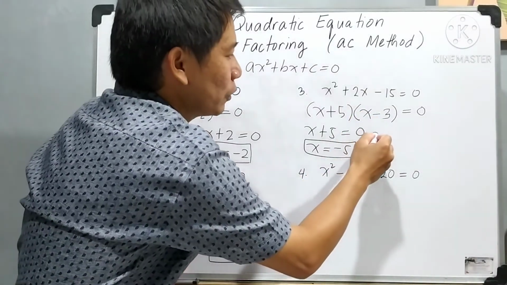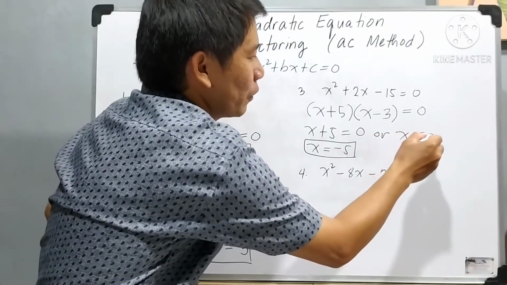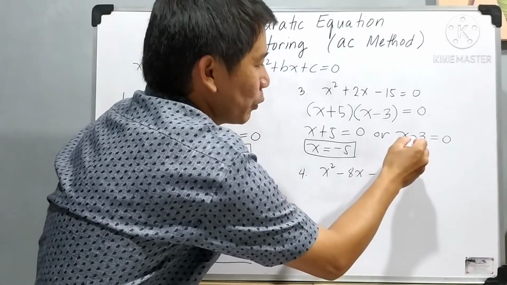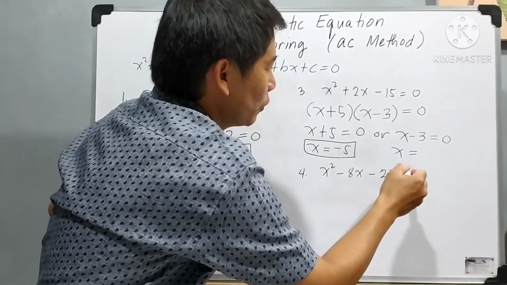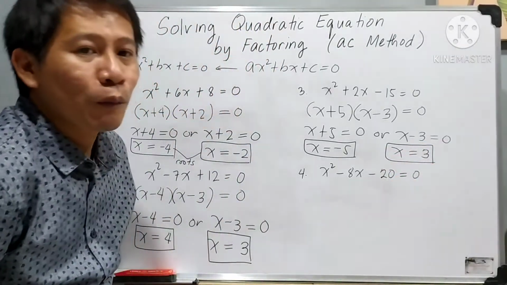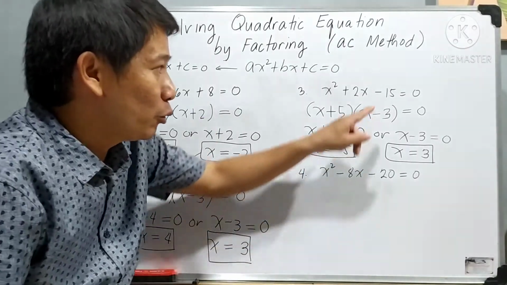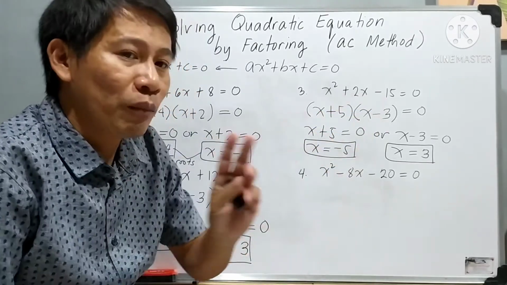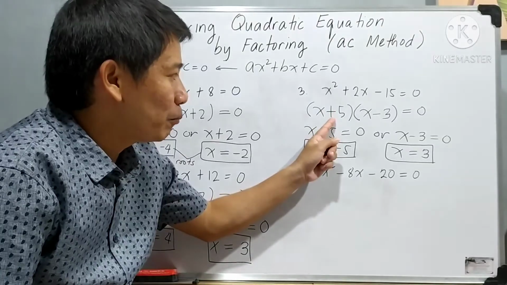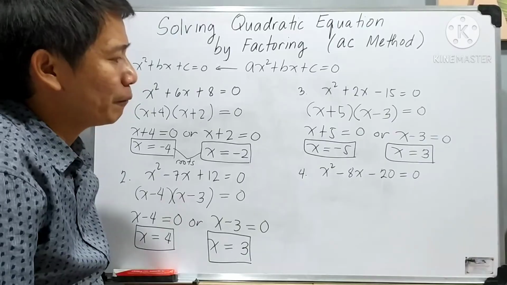For the second root, second factor, equate to 0. So, we have x minus 3 equals 0. So, solve for x. So, x transpose negative 3. So, x is equal to positive 3. And that is your second root or solution. Okay? Tandaan po natin, pag ang dulo ay negative, automatic ang factors that we have to consider ay isang positive at isang negative. Okay, let's consider our last example here.